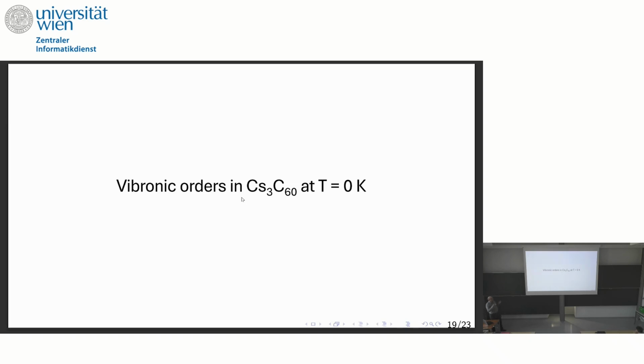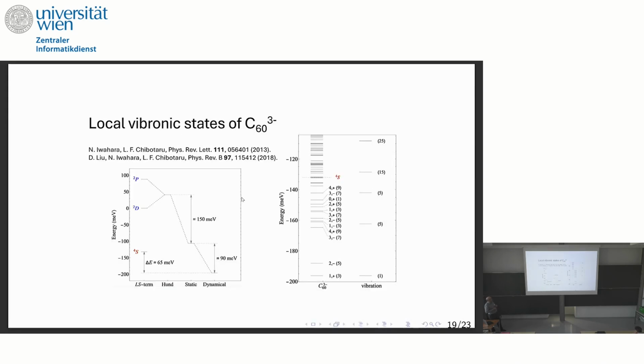The difference is that in cesium-free C60, the C60 balls are much closer to each other. The interaction is stronger, and you have to take into account not only the interaction between the ground vibronic states, but also the excited vibronic states. Well, we did this ab initio, so this is the vibronic spectrum of C60.